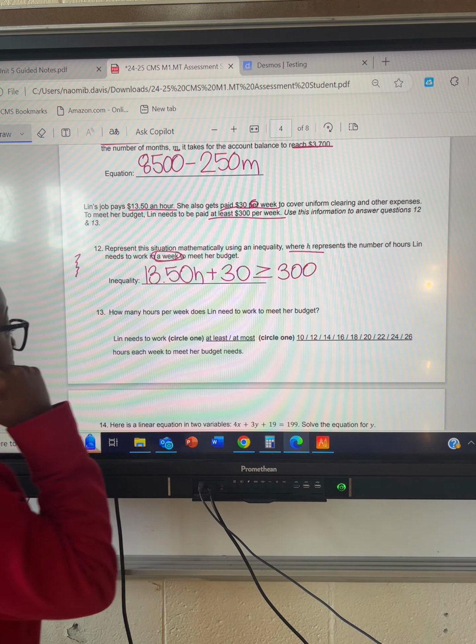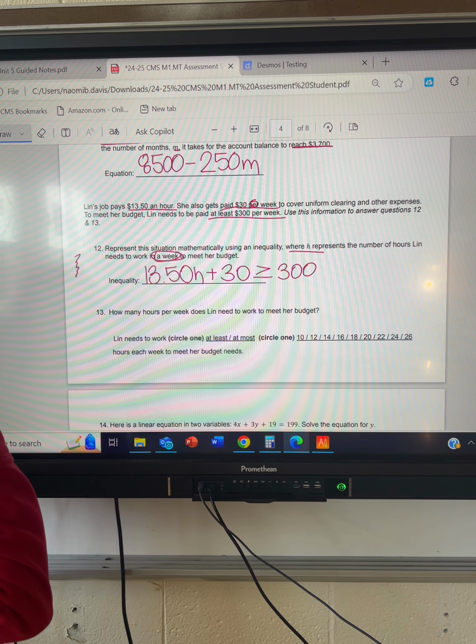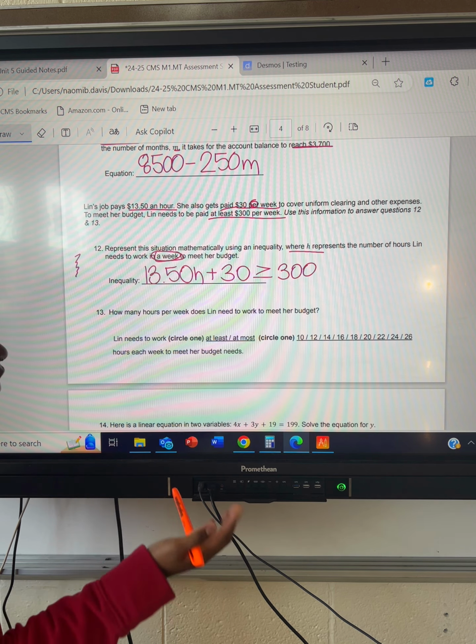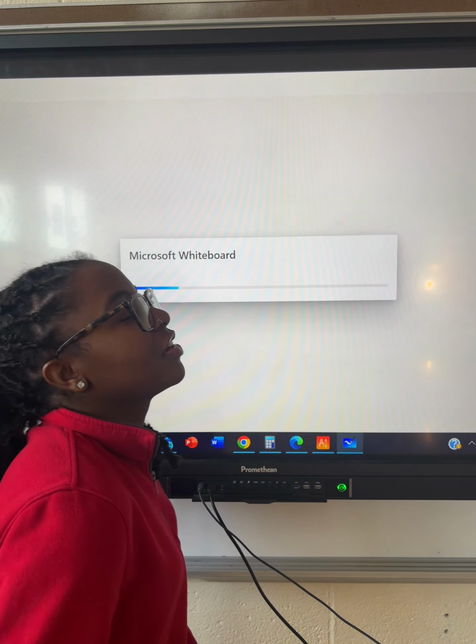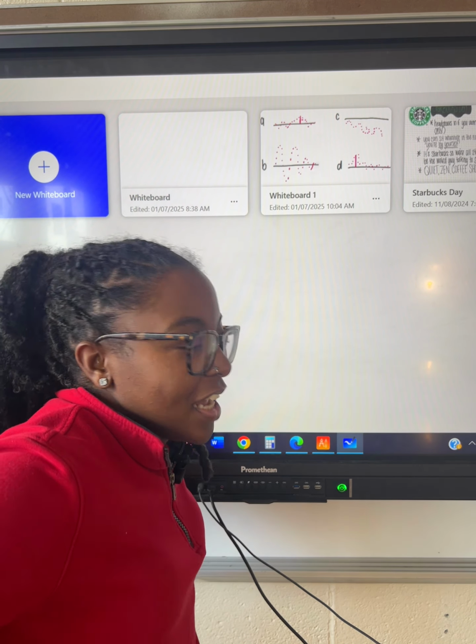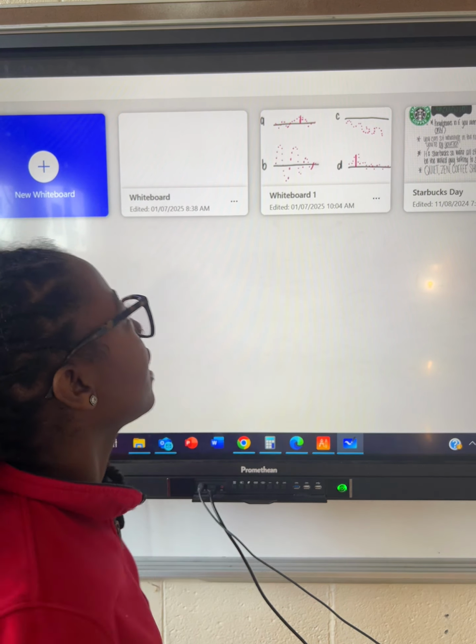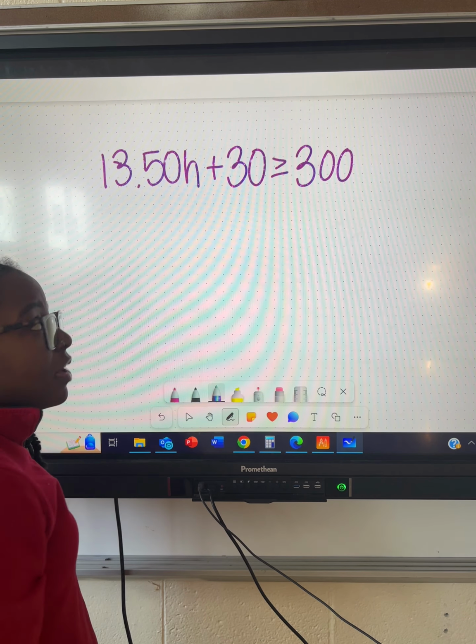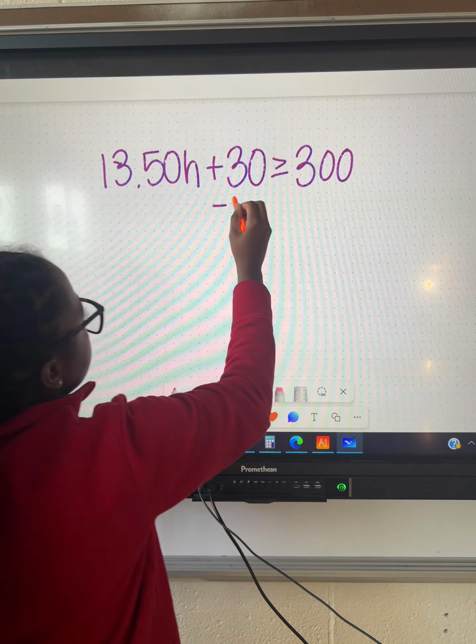How many hours per week does Lynn need to work to meet her budget? So you got to solve it. Hate to break it to you. Hold on. Because my butt is kind of pressing on my bladder. So here's my equation. I'm going to solve for H.